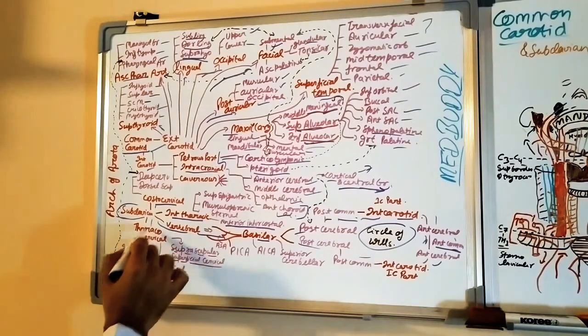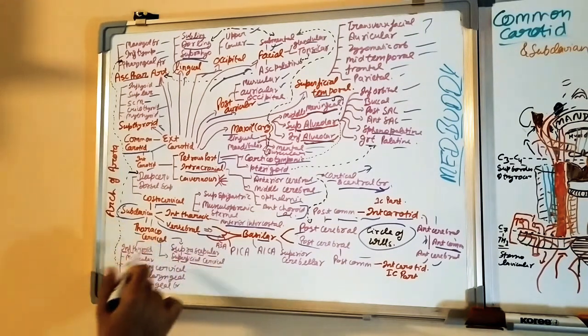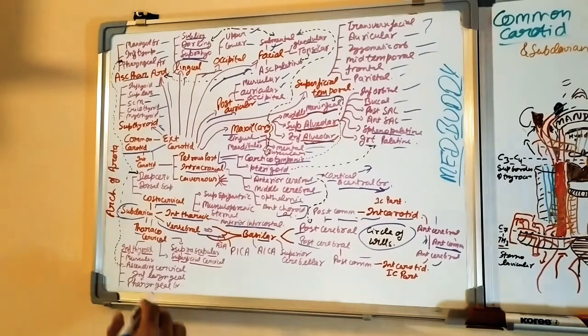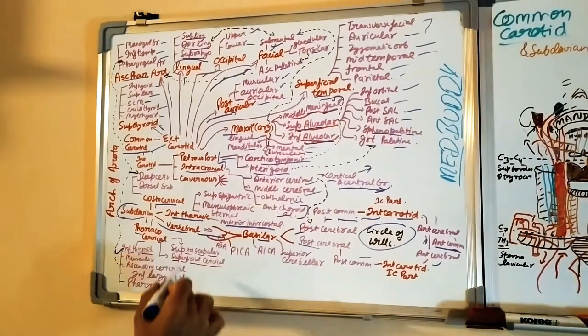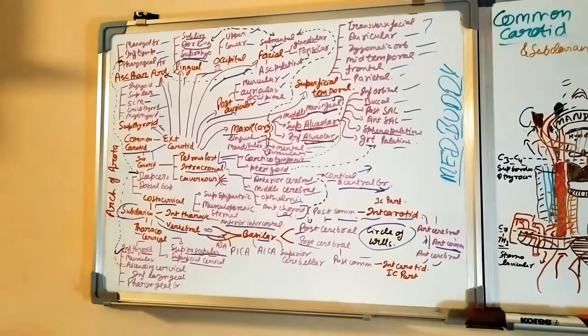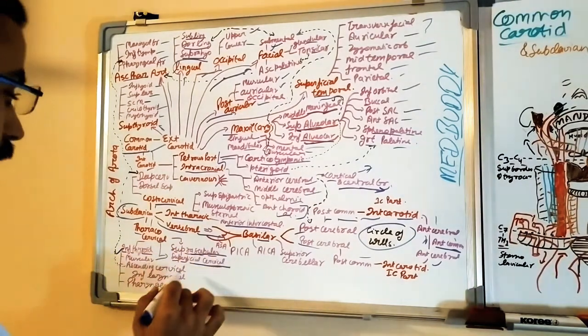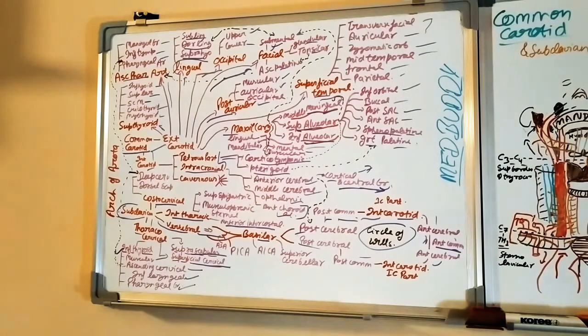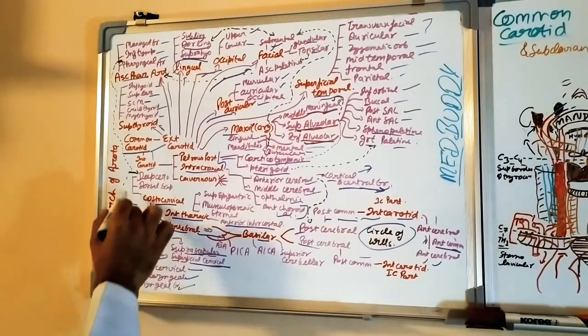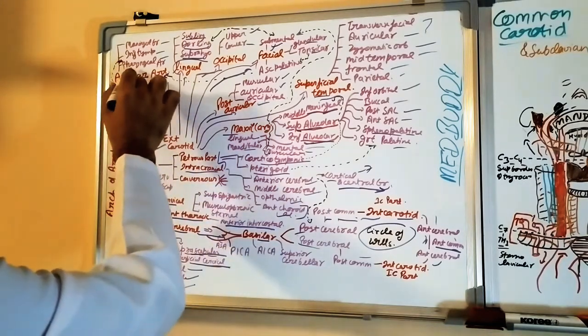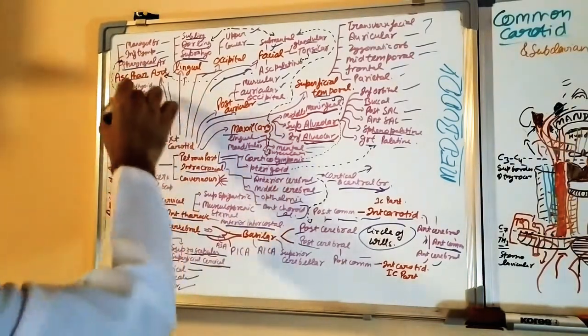The last trunk is the thyrocervical trunk of the subclavian artery. It gives the inferior thyroid arteries, suprascapular artery, and the superficial cervical arteries. The branches are muscular, ascending cervical, inferior laryngeal, and the pharyngeal branches. The ascending cervical branch then gets anastomosed with the pharyngeal artery of the ascending pharyngeal artery.